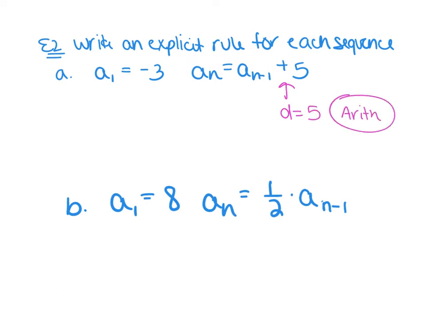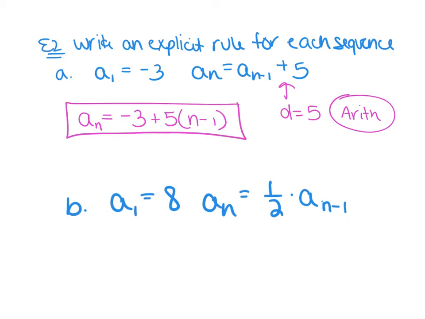So to write our explicit rule, you need two things. You need your first term and your common difference. And you can leave it like this. So that would be accepted. Or you could distribute the 5 through and get 5n minus 5, and then combine your like terms, which would be 5n minus 8.